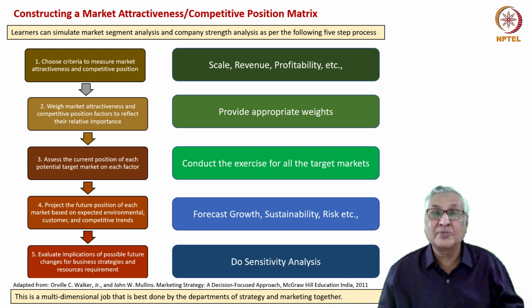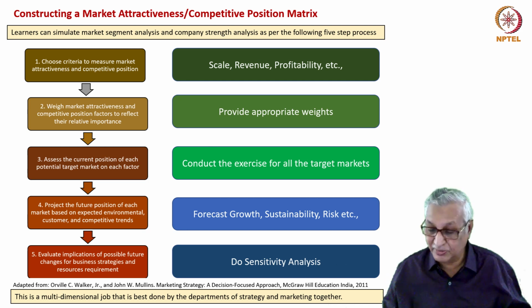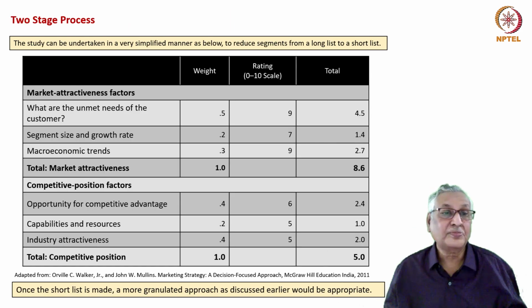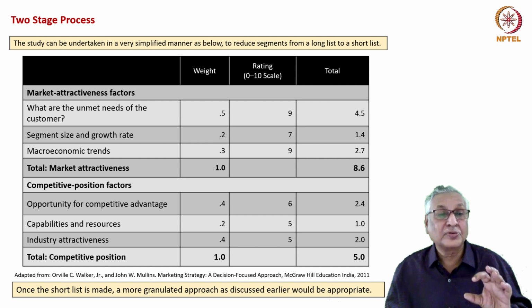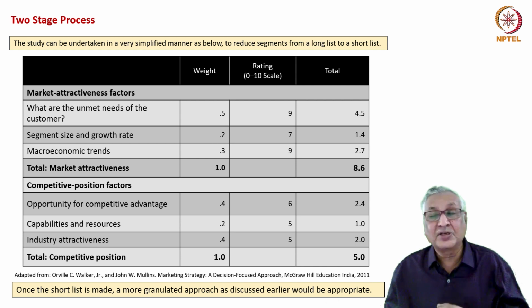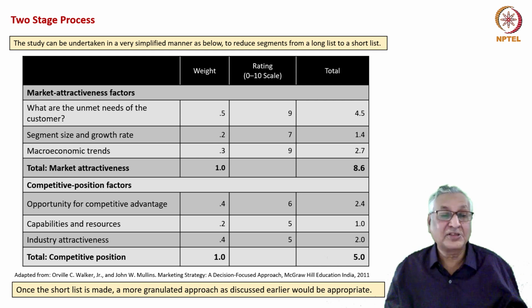We have to have the departments of strategy and marketing working together to understand this matrix completely. So what are the factors which drive market attractiveness, and what are the factors which we have done earlier throughout the course to understand the competitiveness of the product or the company? So just a simple table, but the actual table will be multifactorial really. What are the unmet needs of the customers? What is the segment size and growth rate? What is the macroeconomic trends?